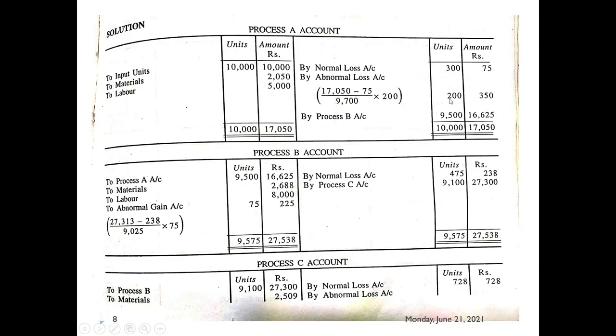So there must be a value. So apply the formula. What is the formula? Normal cost of normal output divided by normal output. Normal cost of normal output means debit side total minus credit side normal. So here you see 75 is there. So 17,050 minus 75, divided by normal output: debit side unit total minus credit side normal, so minus 300. So it will be 9,700, into units of abnormal loss, so 200. Now the value is 350. Now balance it. So the balancing figure is 16,625.